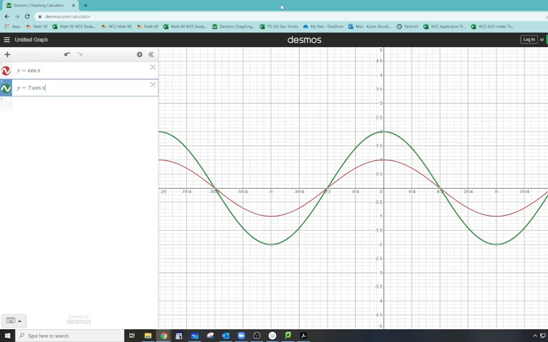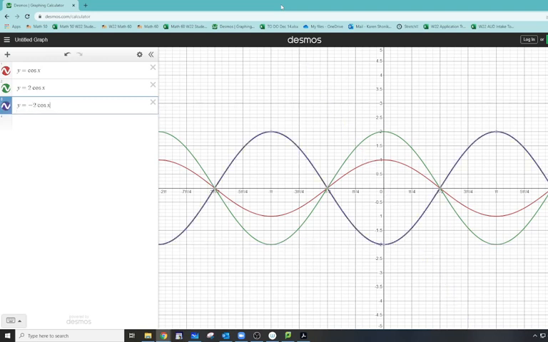So that's one difference. What if I put in the negative? So I'm going to graph y equals negative 2 cos x. This is now the purple graph. How does the purple graph compare? Well, compared to the green graph, it's just reflected in the y values over the x-axis. For the red graph to the purple graph, it's a vertical stretch and a reflection.